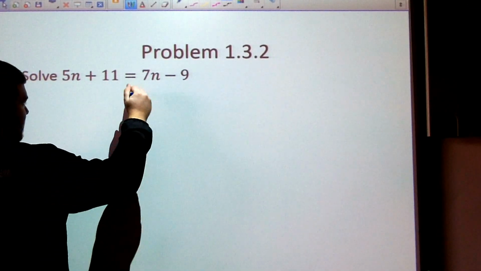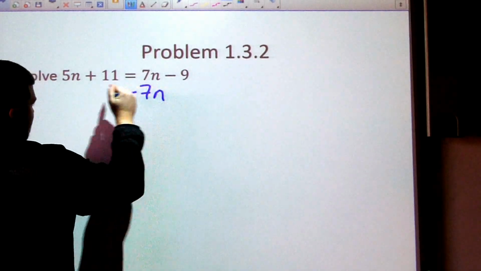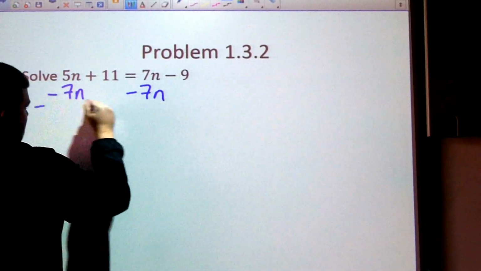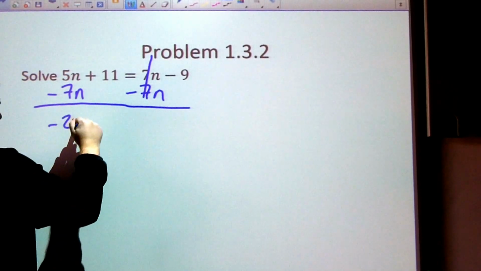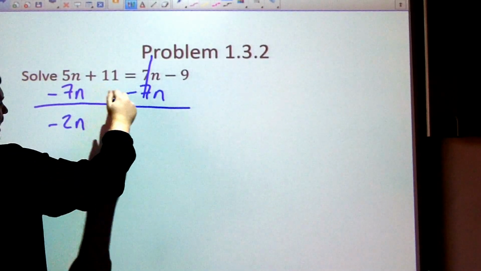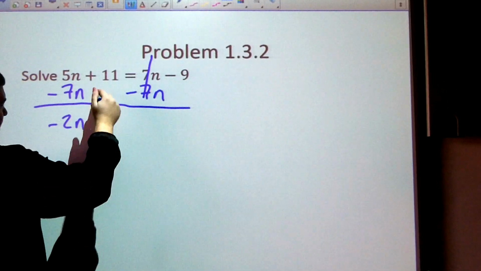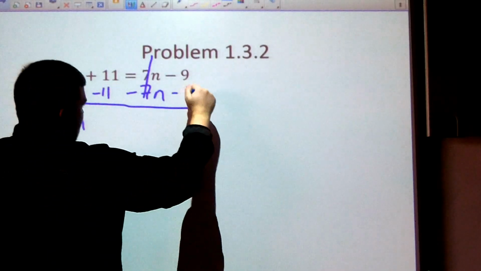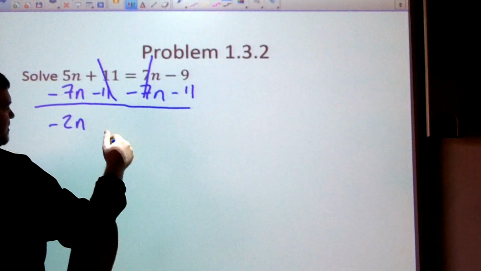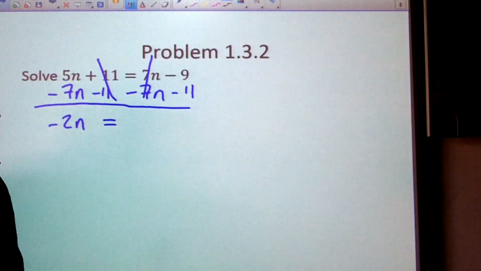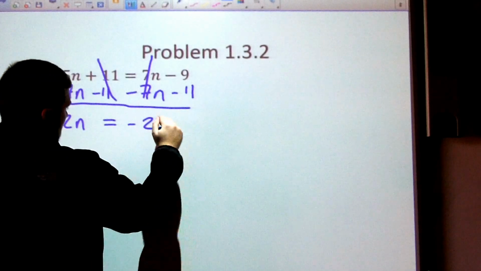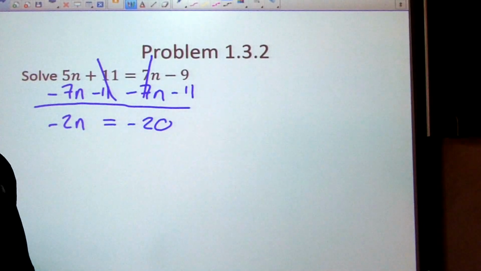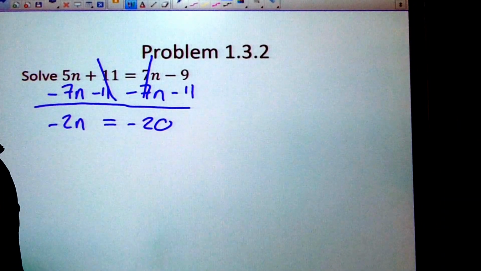So I want to get my variables on the left-hand side, so I'm going to subtract 7n. 7n minus 7n cancel out, so I have 5n minus 7n is negative 2n. And then I want to get my constants on the right, so minus 11, minus 11. They cancel out. So I have negative 2n is equal to negative 9 minus 11, which is negative 20. And now I need to get n by itself, so I'm going to do that by dividing by negative 2.